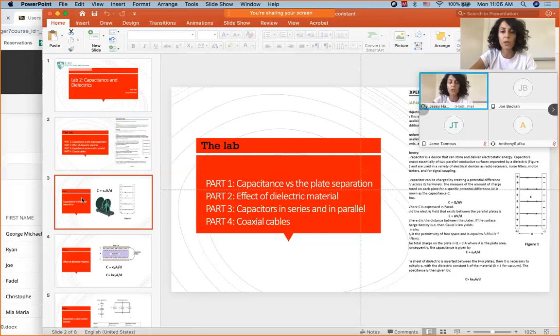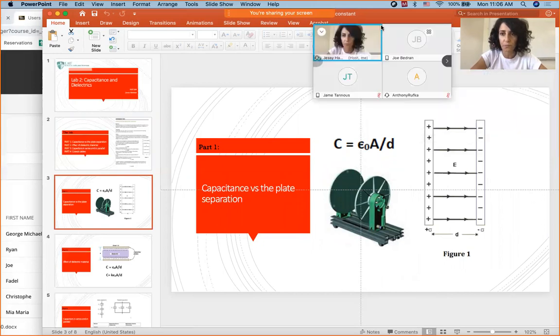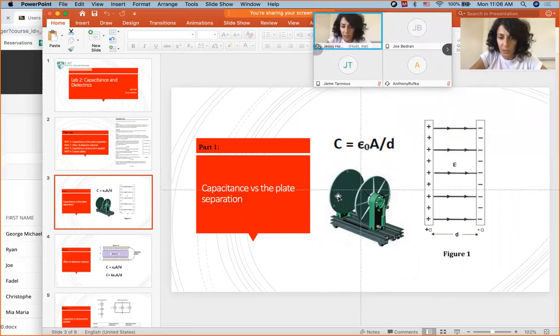So part 1 is this: capacitance versus the plate separation. Basically, this is what you have. It's a Pasco device. Pasco is the manufacturer. And you have 2 discs facing each other. And you can move the discs away and closer to each other. So D, small d, is your variable.